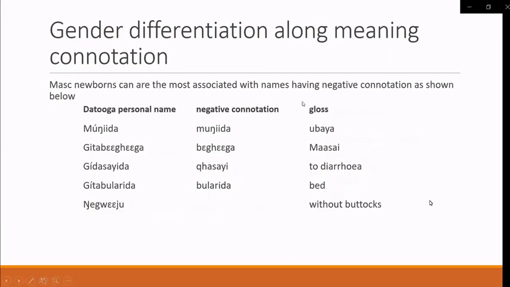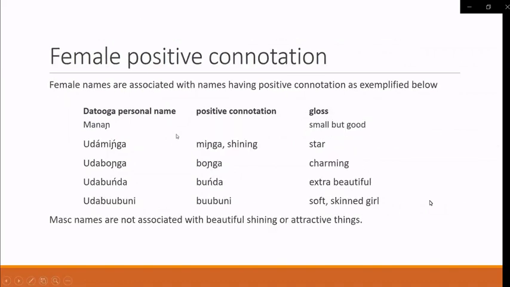Again, gender differentiation along meaning connotation. So names with negative connotations are only given to masculine newborns. So we have Emunyind, that's Ubaya. We have Maasai, diarrhea, bed, without buttocks. All these have a negative connotation in Datooga, and they are given to male newborns. But those with a positive connotation, on the other hand, have been found to be given to female newborns. So for example, Manang, small but good. Udaminga, a star. Somebody charming will be called Udabonga, but will never have Gidabonga.